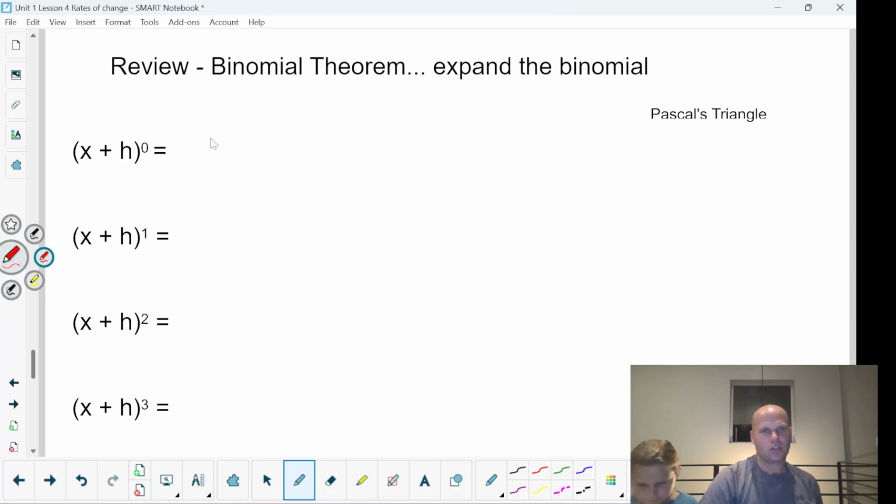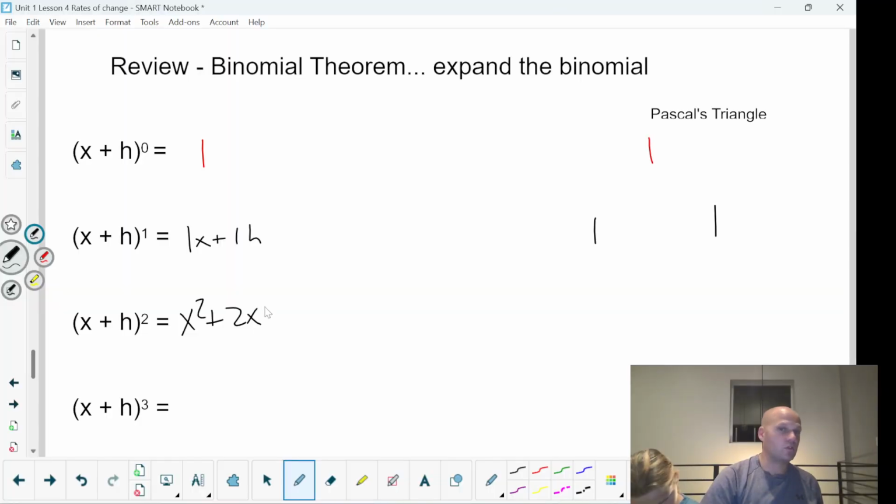Well, x plus h to the 0 is 1. I'm going to just put a 1 right here. X plus h to the first is just 1x plus 1h, right? Cool, so I'm going to put a 1 here and a 1 here. What's x plus h squared? Well, we did it. You might have to do it yourself. We have an x squared, we have 2xh, and we have an h squared.